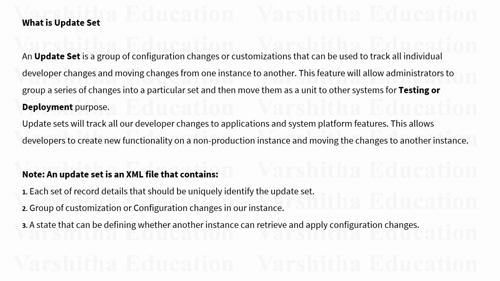So, an update set is an XML file that contains each set of record details that uniquely identify that update set. It is a group of customization or configuration changes in our instance, with a state that defines whether another instance can retrieve and apply the configuration changes. What is the meaning of this?